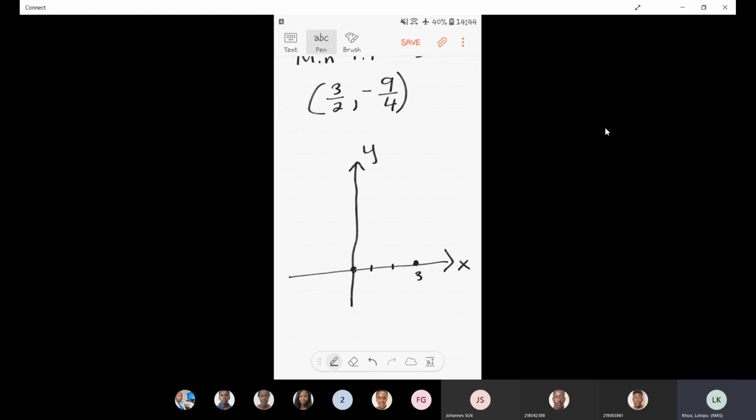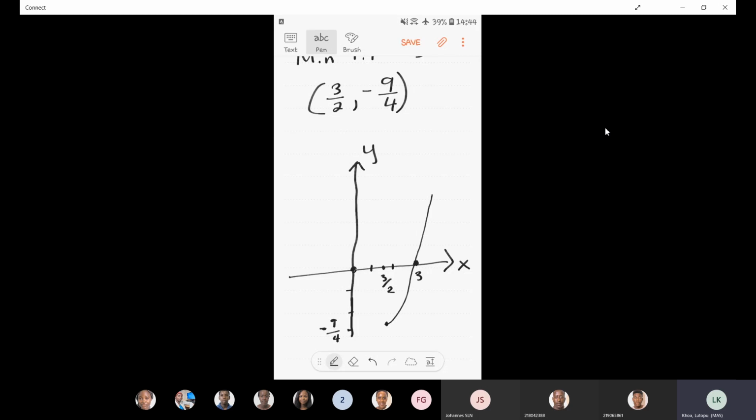And no, not 0, it was 3 over 2 comma negative 9 over 4. So 3 over 2 is 1.5, so it goes somewhere there. And 9 over 4 is 2.25, so this is 1, 2, so it'll go somewhere there, and that is where the minimum will be. So I label it, this is minus 9 over 4, and this point over here is 3 over 2. Okay, and I said it opens upwards, so I join all these points with a parabola that opens upwards.